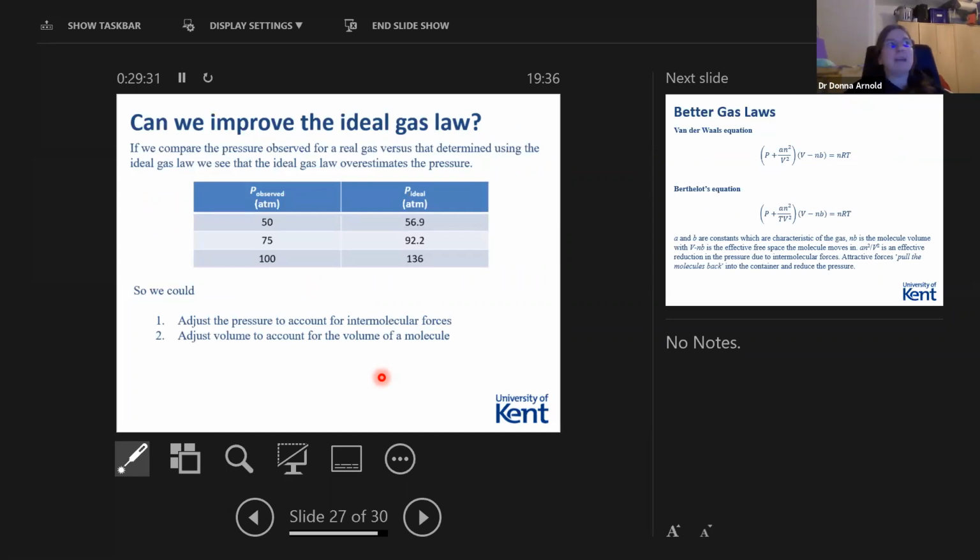So can we improve the ideal gas law? Well, of course we can. You can see here the pressure that's observed, and the ideal gas law. Typically the ideal gas law overestimates the real pressure, which is a good thing, because if I'm building a system that needs to withstand a certain pressure and I calculate it with the ideal gas law, I've got a buffer. This is why we still use the ideal gas equation. If it underestimated it, I could be in trouble because things might go bang. So we need to improve it by adjusting the pressure to account for intermolecular forces, and adjusting the volume to account for the volume of a molecule.